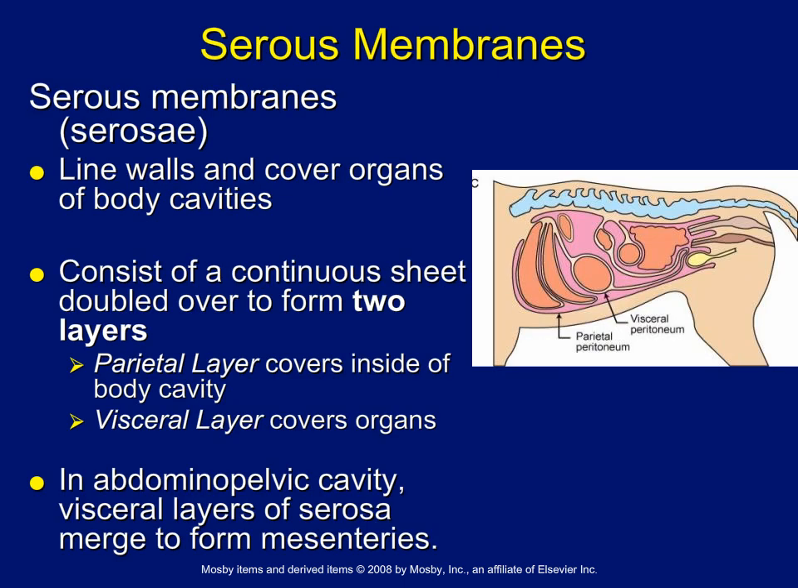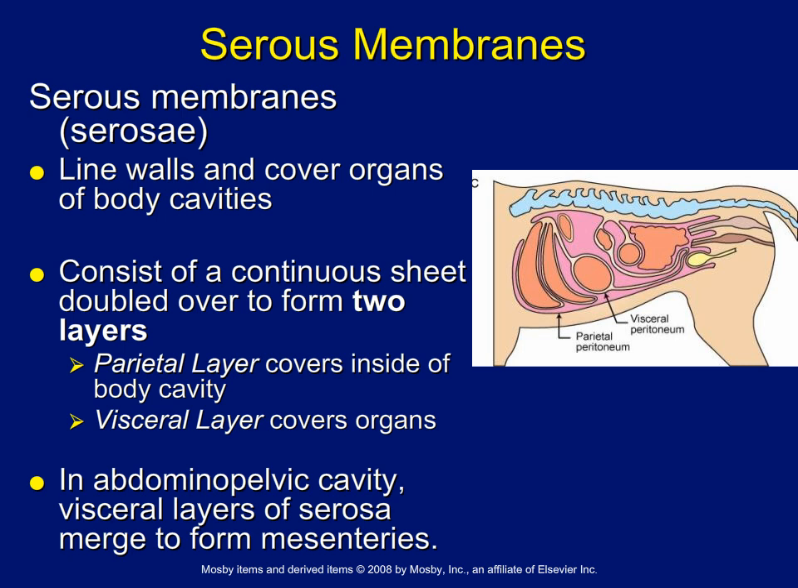Now, the next type of membrane is called a serous membrane or serosae. Now, unlike mucous membranes, which lined organs that had openings to the outside of the body, serous membranes line cavities that do not have openings to the outside of the body. So one example of a place where we'd find a serous membrane is lining the inside of the abdominal cavity. And basically, the serous membrane is a continuous sheet that is doubled over to form two layers.